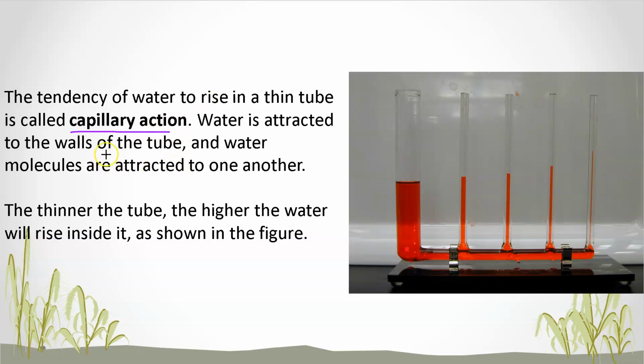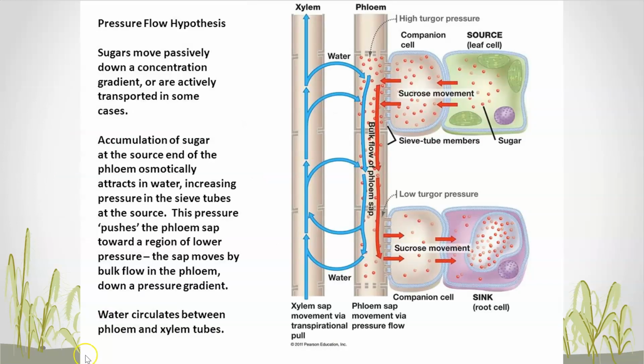Water is attracted to the walls of the tube, and water molecules are attracted to each other: cohesion and adhesion. The thinner the tube, the higher the water will rise. So water is attracted to itself and to other substances. It's a polar molecule, positive and negative. And so it has the ability to move up these 300 plus feet on some of these trees. It's crazy how tall these trees are. It's really amazing.